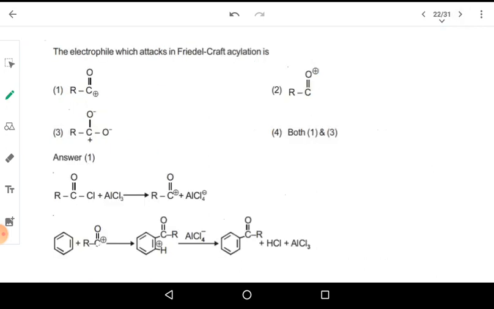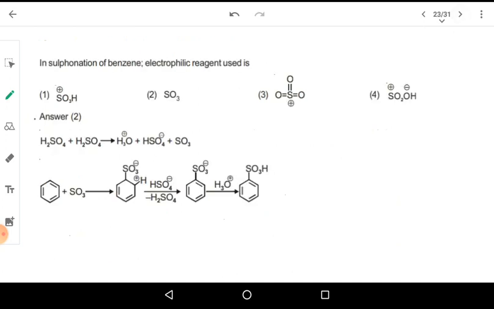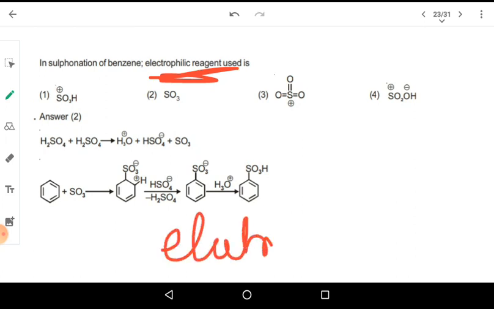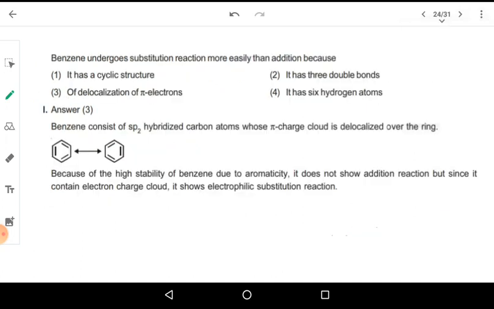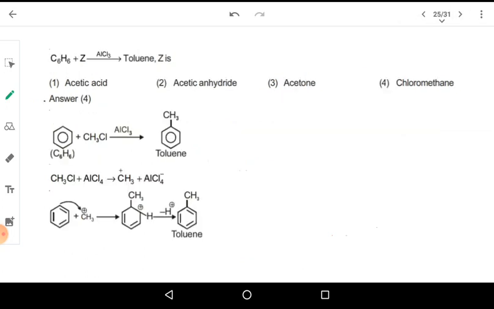The electrophile which attacks in the Friedel-Crafts acylation is acylium ion, that is this. Now let us see the sulfonation of benzene. In sulfonation we are using SO3 as the electrophilic reagent. They have asked for reagent and not the electrophile. If they are asking what is the electrophile, then the answer should be 1. But since they have asked for electrophilic reagent, we can say this is the answer.